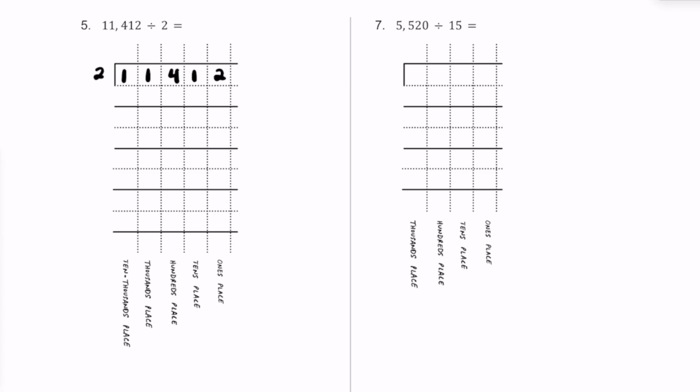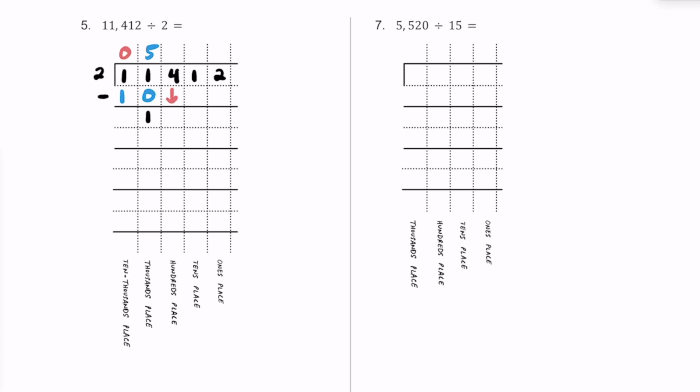Well, start off with 2 fitting inside of 1. Well, it's bigger than it, so it's not going to fit in a whole number of times. What about 2 fitting into 11? Well, 2 times 5 is 10, but 2 times 6 is 12, which is too much, so let's go with 5. All right, so 5 times 2, that's going to be 10. Let's make sure our remainder here is less than 2. 11 minus 10 is going to be 1, so that works out.